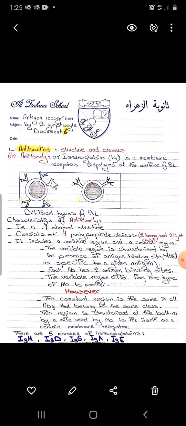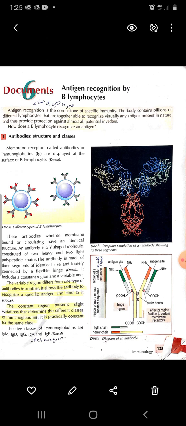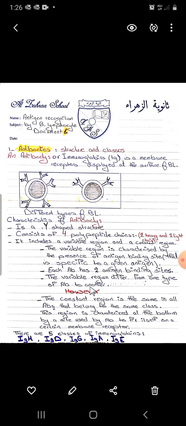This is the variable region. You will find it here also, that is found in the green or in a red color here. This is the variable region of the antibody. As you notice here, the variable region in red differs from this that is found in green or in blue. It is specific to a given antigen.